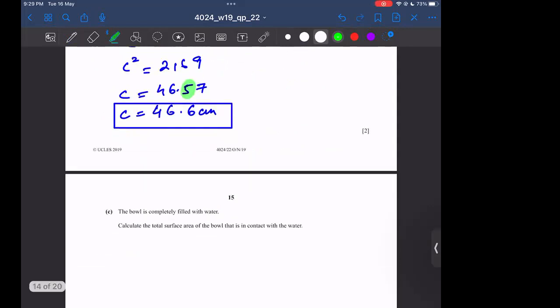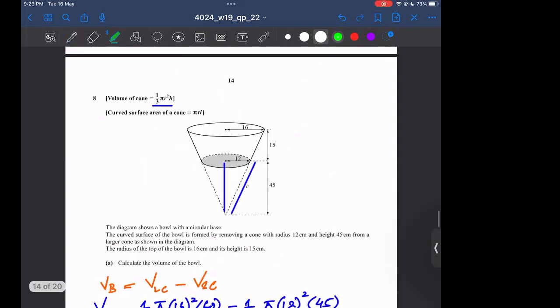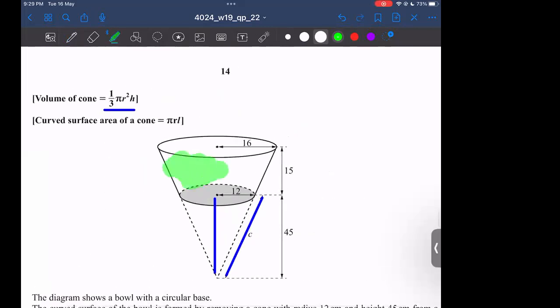The bowl is completely filled with water. Calculate total surface area of the bowl that is in contact with the water. Basically, they are asking for the curved surface area of this bowl, because the curved part of the cone and also the base of the cone is in contact with the water here. So the base area over here is going to be pi r square. And the curved surface area of this part of the cone, we need to calculate it very clearly over here.